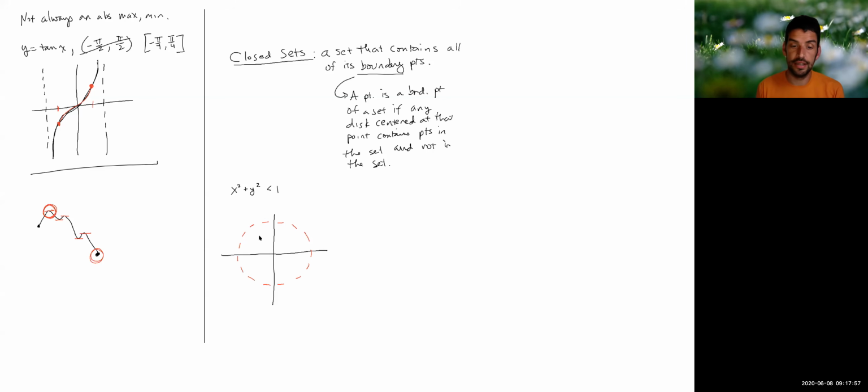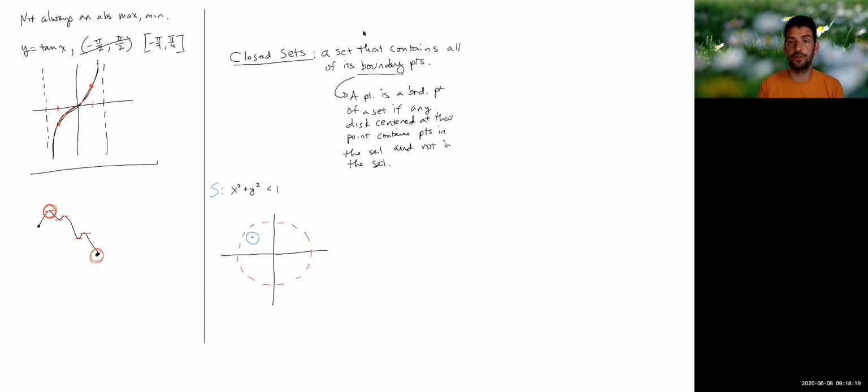Well, the boundary points, they're what we think they are, right? So for instance, let's start with what's not the boundary point. If I draw any point in this circle, I can draw a disk around it where all the points in that disk are part of the set, right? Every point in this circle is in the interior of our set. Let's call this set S.